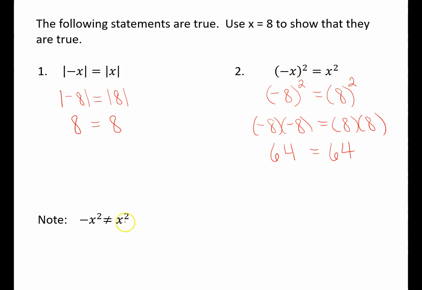Now look at this note here at the bottom of the slide. If the parentheses were not around the negative x, then these would not be equal. Here, if I put in 8 for x, the negative would stay out front. And so you can see that these are not equal.